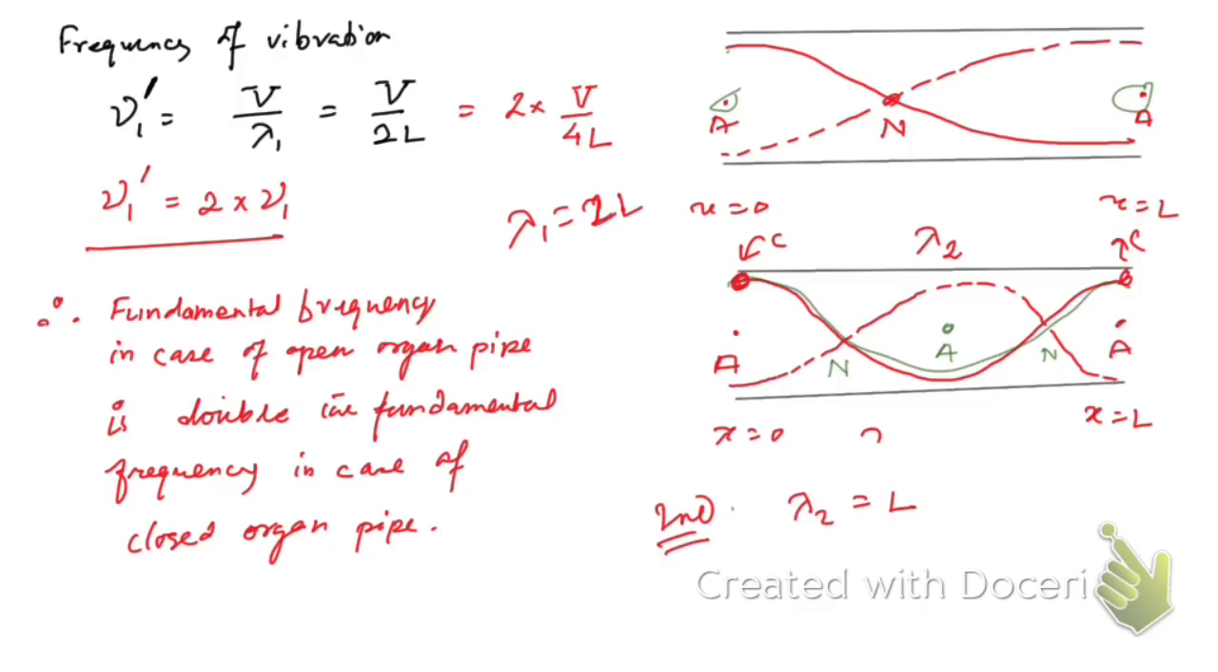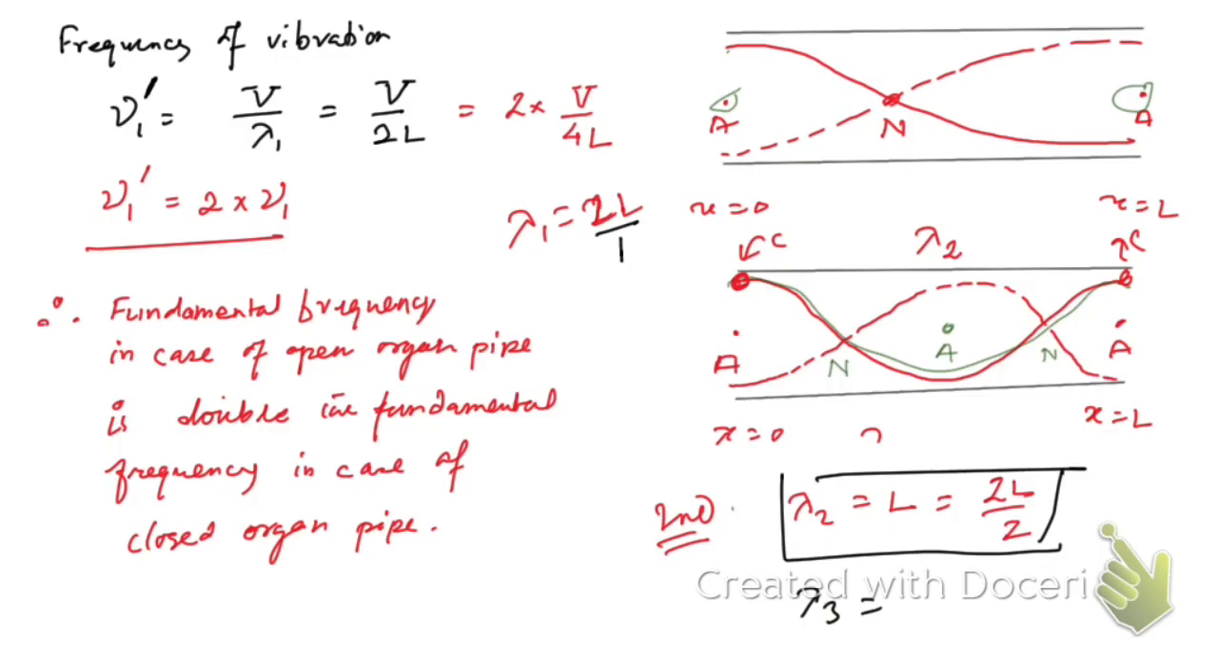Then this L can be written as 2 times L divided by 2, right? So if you see the pattern, lambda 1 is equal to 2L, which we can write as 2L by 1, and lambda 2 is 2L by 2. Similarly we can obtain lambda 3, which is going to be 2L by 3, and so on. That's why lambda n will be equal to 2 times L divided by n, right? Hope you have understood this. Similarly we can find nu 1, nu 2, nu 3, up to nu n as well, right?